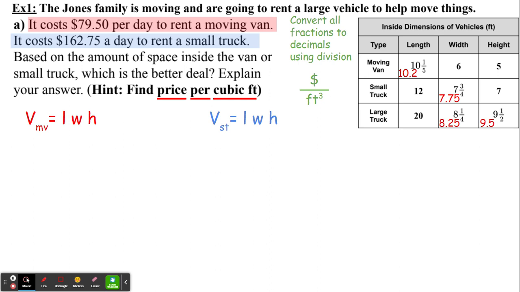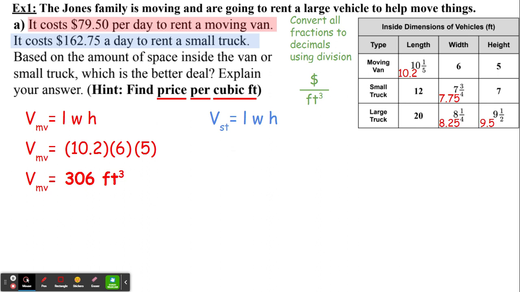Now we can just plug those numbers in. So when I'm focusing on the volume for the moving van, length times width times height. The moving van's length is 10.2, the width is 6, and the height is 5. Go ahead and multiply all those together, and you get 306 cubic feet.